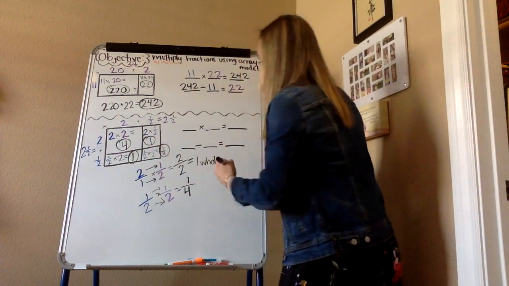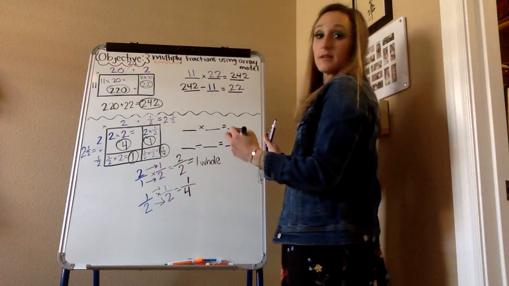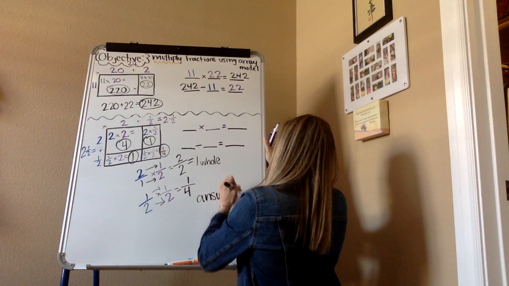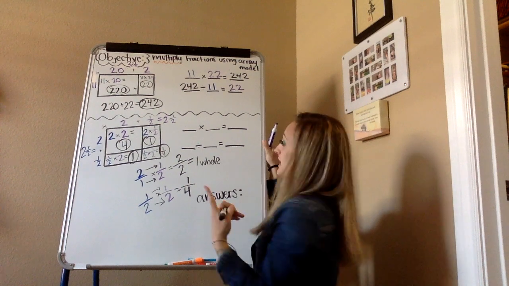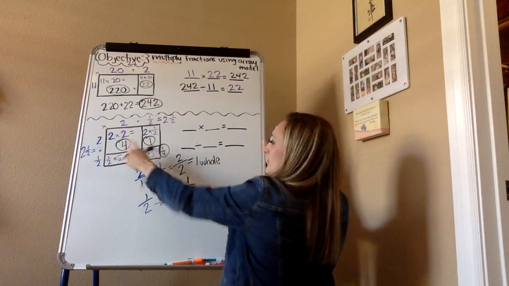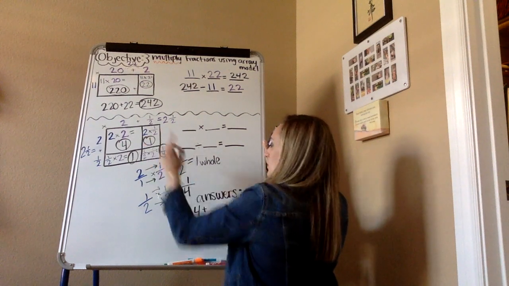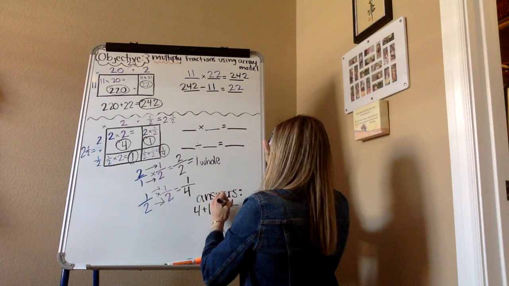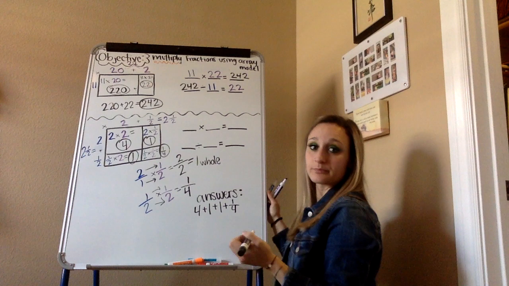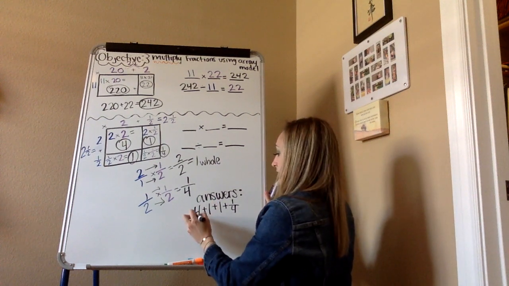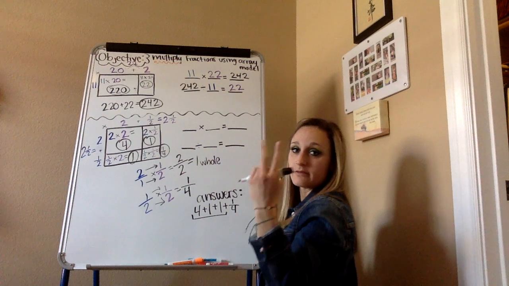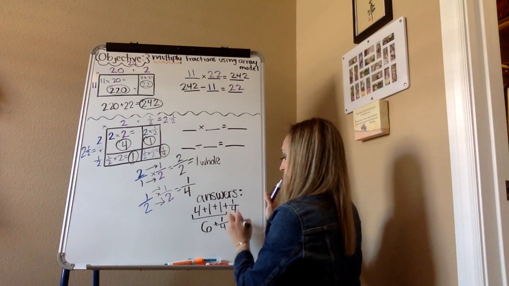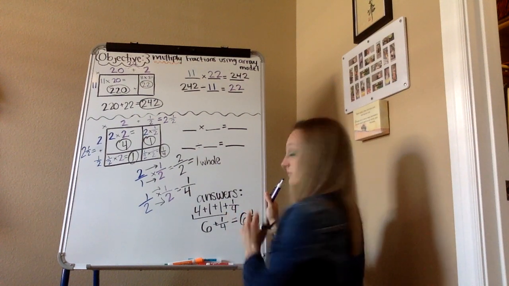Okay, so I'm going to do my addition down here. Answers. Okay, this is helping me label and make sure that I know what I'm doing. So I've got 4 plus 1 plus 1 plus 1/4. So for me, I know what 4 plus 1 plus 1 is. 4, 5, 6. So what I have left is 6 plus 1/4. And that will give you 6 and 1/4.